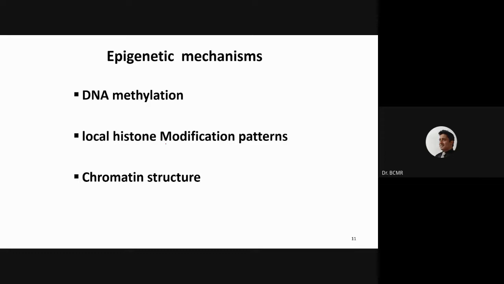So we know about DNA methylation, local histone modification patterns, and eventually chromatin structure. DNA methylation can influence histone modification, and histone modification can influence chromatin structure. So how to study them is the question now.